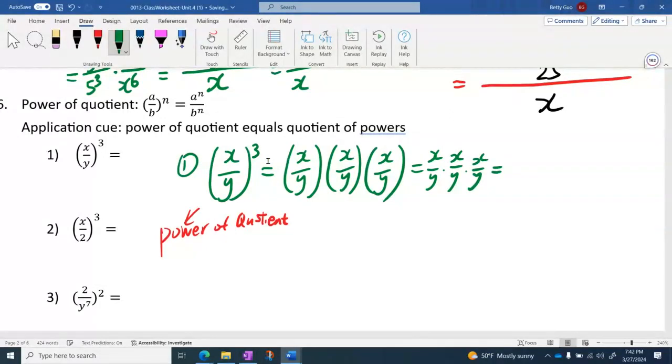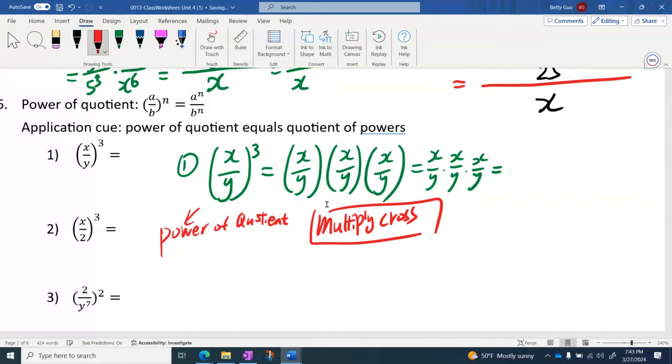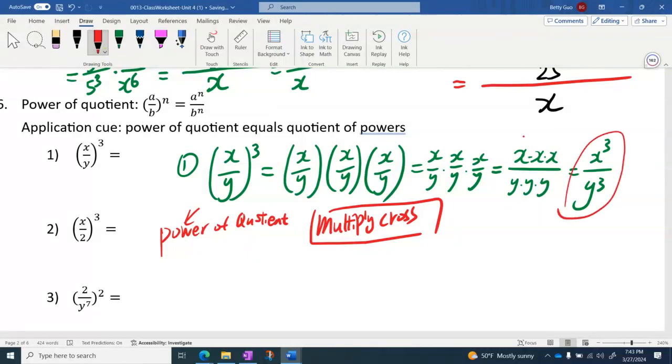How do we multiply fractions? We multiply across. Remember that, right? Numerator times numerator, x, x, x. Denominator times denominator, y, y, y. So the numerator is x cubed. Repeat the multiplication. Denominator is a y cubed. Repeat the multiplication. And this is a quotient of powers.